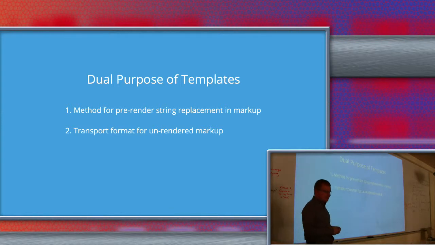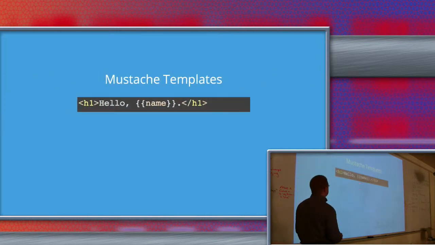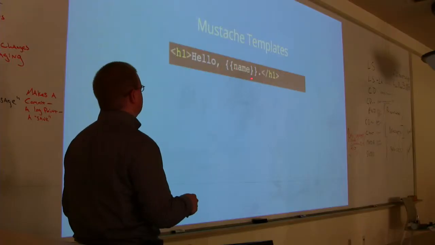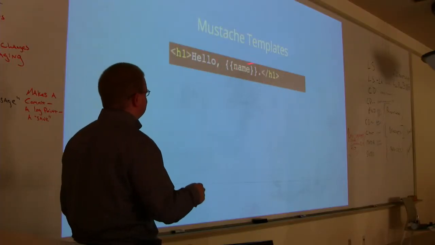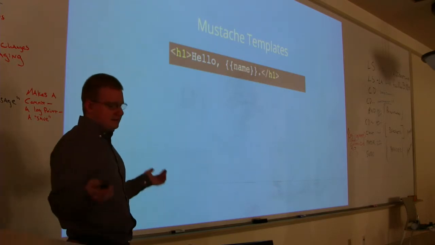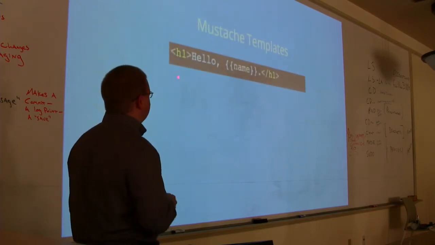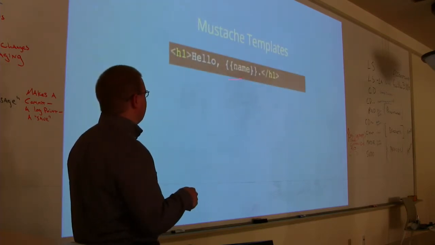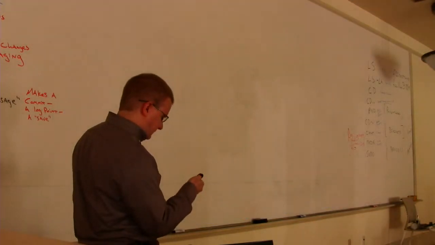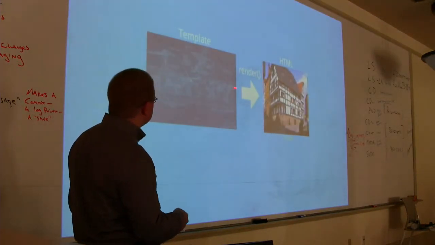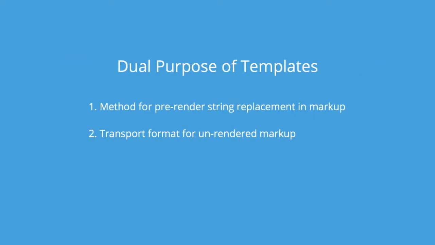When we talk about using mustache templates on the web, or any sort of web templates, they serve two purposes. Their first purpose is to pre-render a string replacement in markup. So let's take a look at this again, right? We have this placeholder name. And so we want to replace that placeholder with a piece of data that we have. And the other purpose is sort of as a transport format for this markup that's not rendered, right? This isn't going to be on our page yet. We're going to do the whole call render thing before we get it on the page. So we have kind of these two pieces of it.